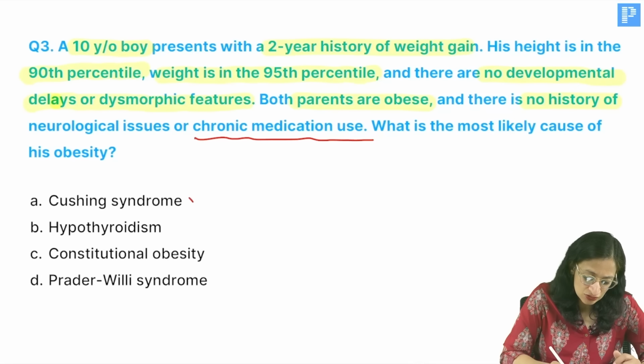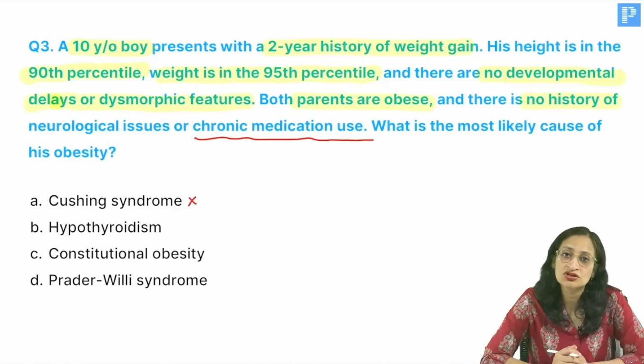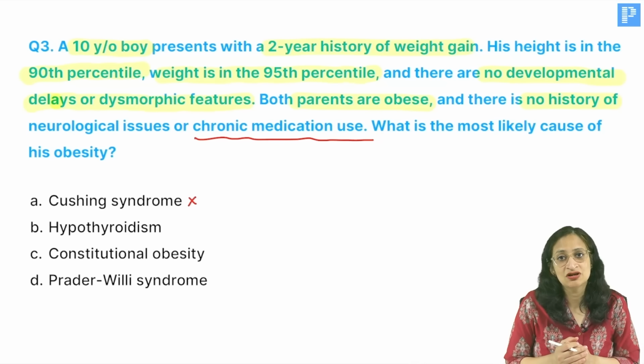So it doesn't look like Cushing syndrome, because in Cushing syndrome you will get other features of increased cortisol, increased steroids in our body. Like there could be stria, there could be moon facies, hypertension, hyperglycemia, and so on.